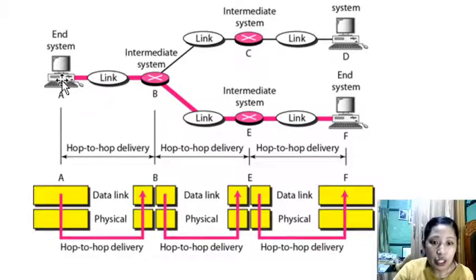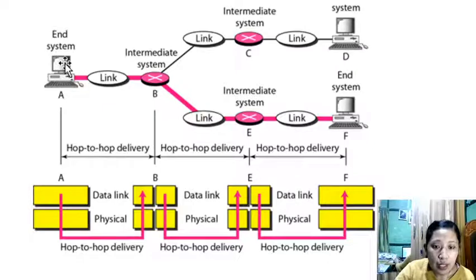So the communication between each successive device is called node to node delivery, or hop to hop delivery, or device to device delivery. Communication between node A and node B is called one hop to hop delivery. Communication between B and C is called one hop to hop delivery, and between C and D is called one hop to hop delivery.